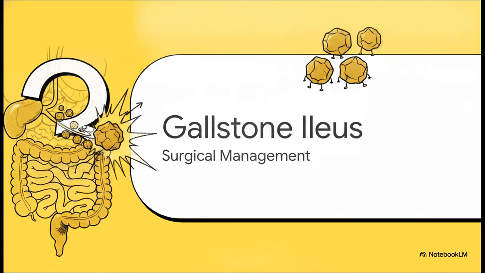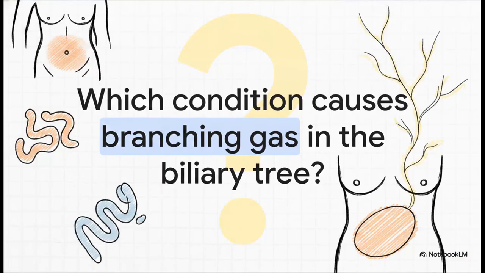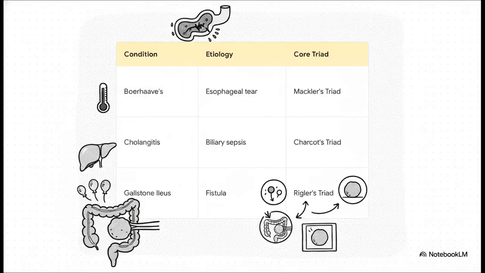All right, Section 3, gallstone ileus management. Here is your next clinical puzzle. When you're looking at abdominal imaging and you see branching gas tracking up within the biliary tree, which is known as pneumobilia, what condition is that characteristically associated with? It's characteristically associated with a gallstone ileus.